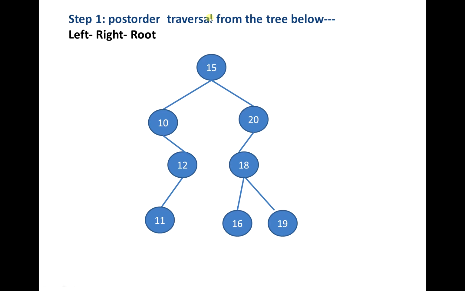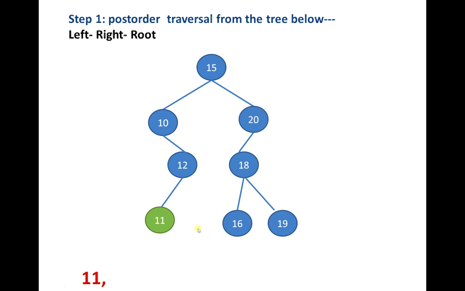What is the rule for post-order traversal? Left subtree, right subtree, and then root node. So we move to the left subtree. Sorry, the left subtree here has root node 10. For this there is no left, so we move to the right side, 12. For this the left is 11. So we start from the last left one. So 11 is the first number in the post-order traversal. We write it as 11.